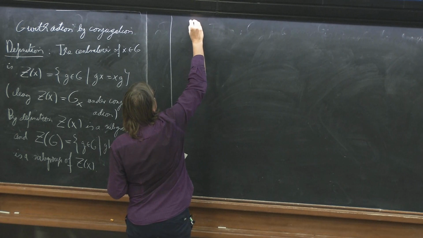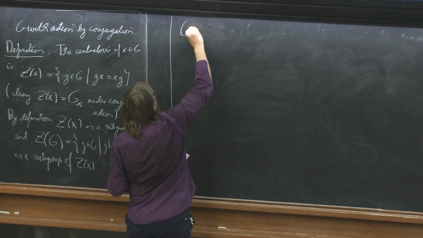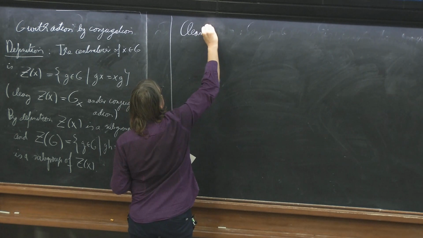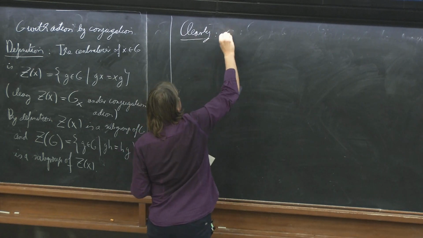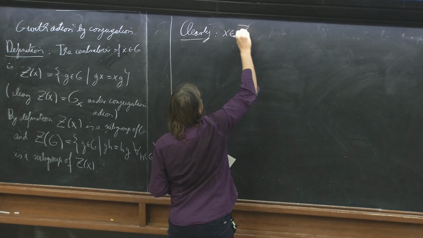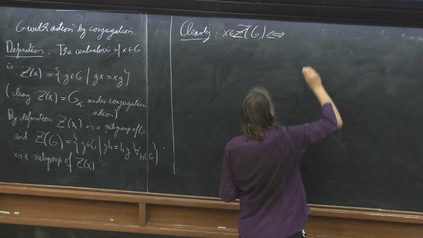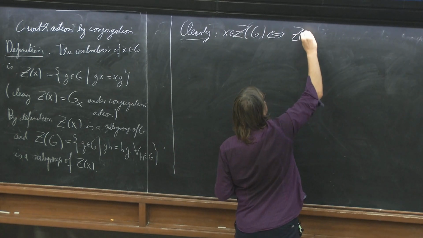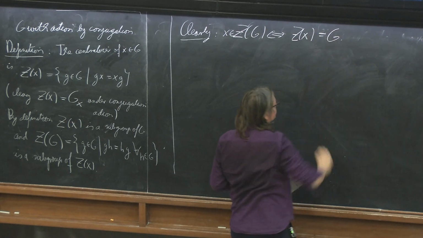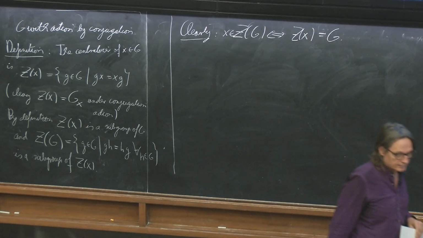And we can also say, by definition, clearly, that x is an element in the center of G if and only if its centralizer is the whole of G. Because it just means it commutes with every element.